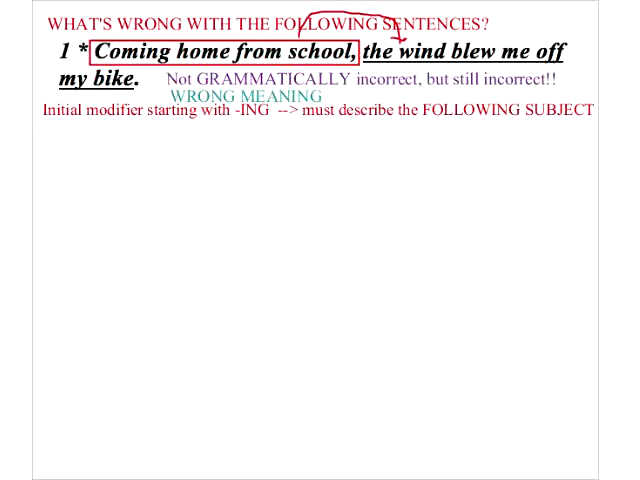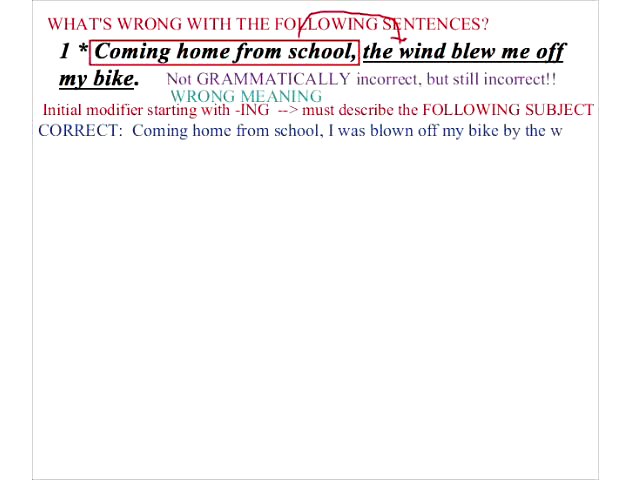Questions about this? Smiley face if this makes sense. Questions? Okay, remember that you shouldn't be trying to fix sentences for the most part, but let's talk about what version of this would be correct. The correct version would be if you have coming home from school. Who knows how you would fix the rest of that? Like, what has to be, text box if you know, what has to be after this? You need to have I was, because you need to have the subject that was actually coming home from school. So, I was blown off my bike by the wind.